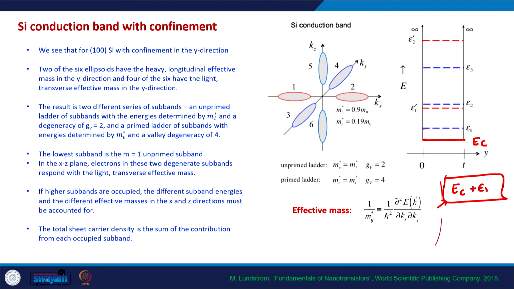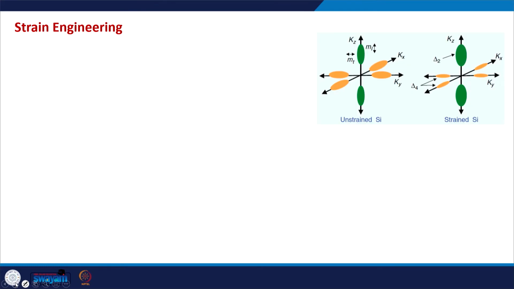Since we have already done a discussion on the subbands, the only novel point here is that now there are 2 kinds of subbands with different degeneracies. One is the subband with heavy electrons having degeneracy 2, and the subband with light electrons having degeneracy 4. So with this background, let us go to the strain engineering in silicon.